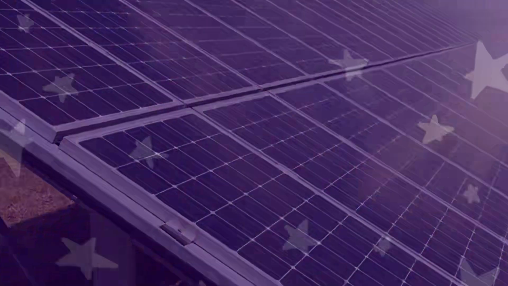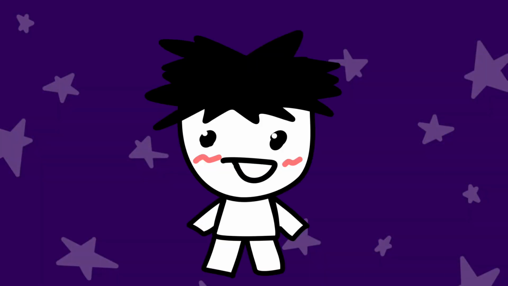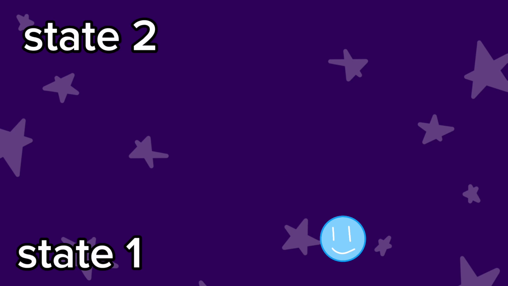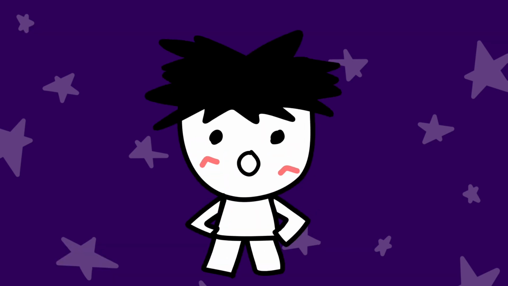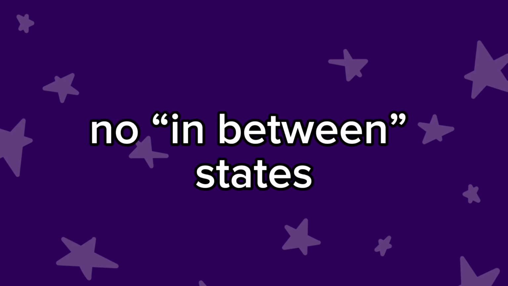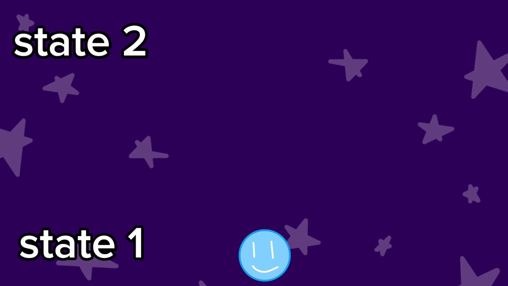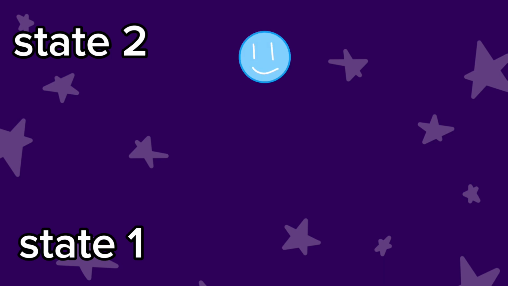Let's zoom in. Inside a solar cell, typically made of silicon, electrons occupy specific energy states. Quantum mechanics tells us that these states are discrete. Basically, there's no in-between. So, it either occupies a lower energy state, the ground state, or a higher one, an excited state. And that's what we call a two-level system.